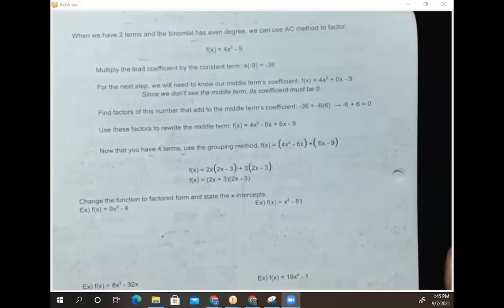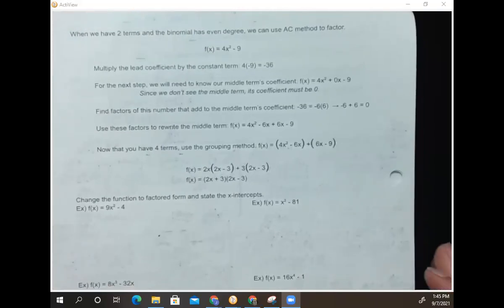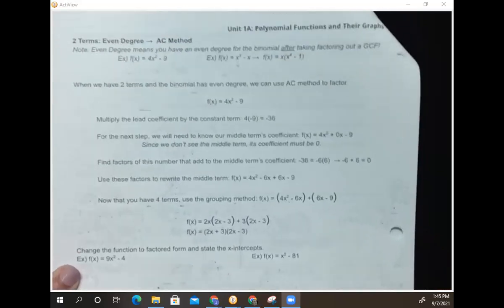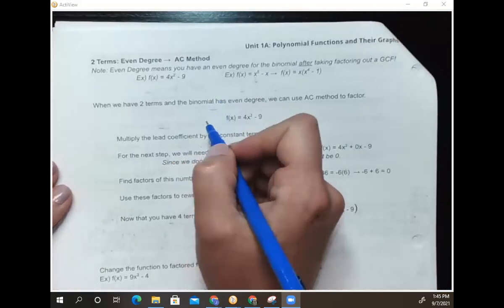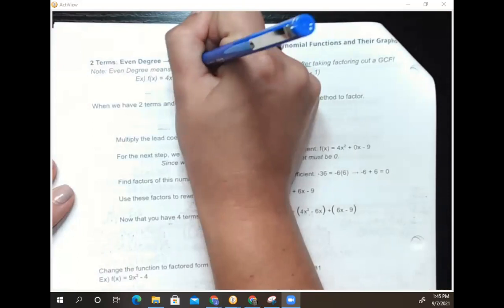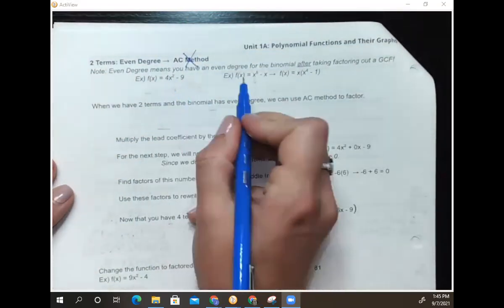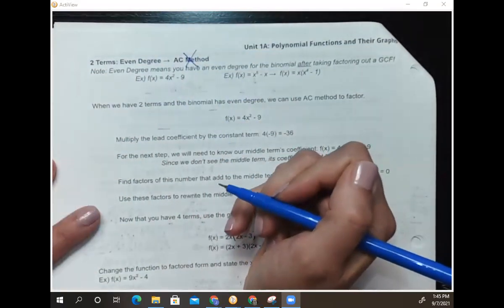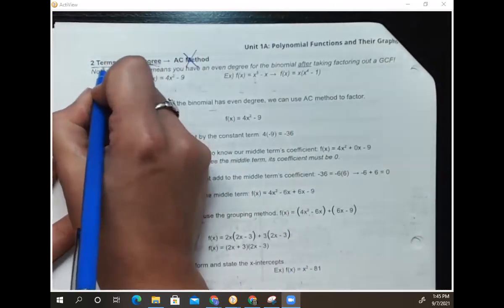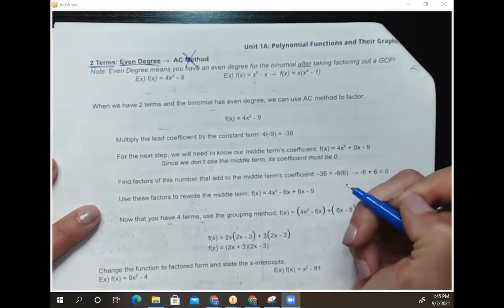notes page. So at the top of page 28, there's some information on how we can factor a difference of squares when we have, or using, I should say, the AC method. We're actually not going to use the AC method to factor these, what we would call difference of squares problems. They do need to be an even degree two-term problem, so that part still applies.